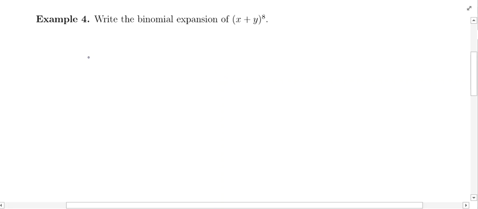I like starting with my x's. So I know that my first term is going to have x to the 8th, and then I'm going to descend powers here. So x to the 7th, x to the 6th, x to the 5th, x to the 4th, x to the 3rd, x squared. Eventually I'll get to x.